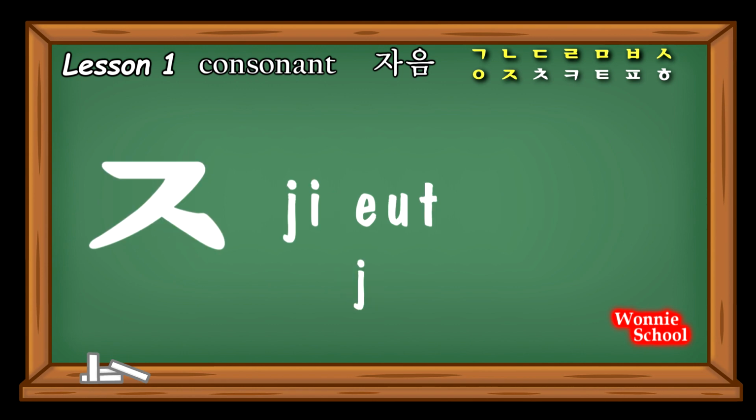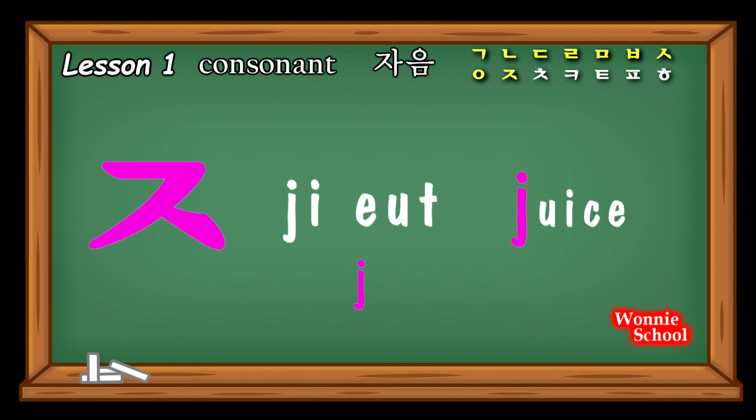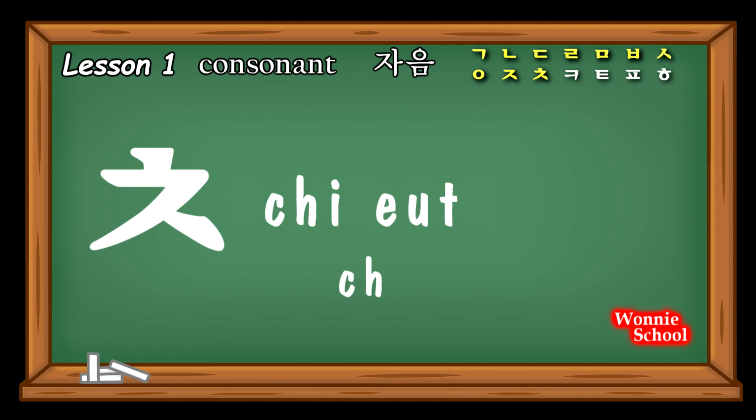Next one is 지읒. The one has J sound, which same as J sound. Just like the word juice. 주, juice, 주. And here is the order. 1, 2. One more time. 1, 2. Great. And the next one is 치읓.